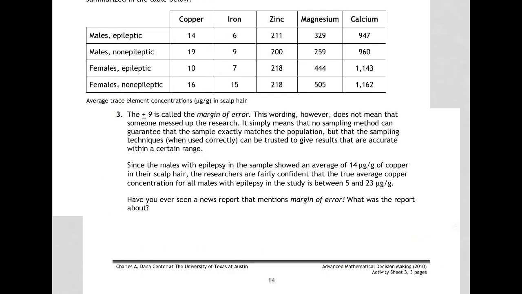Alright, so now looking at number 3, it's basically just some information letting us know what margin of error is again. Now that is not a problem that actually needs to be done. It's just explaining what I basically explained now, that the margin of error is just the amount that the actual statistic could be off from the parameter. And then of course this bottom section down here is just asking us the very general question whether or not we've ever seen margin of error in a news report?